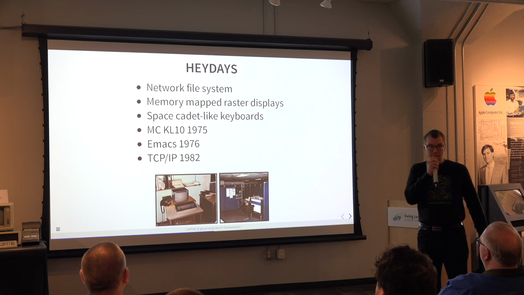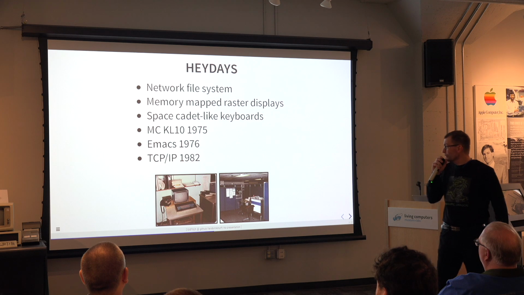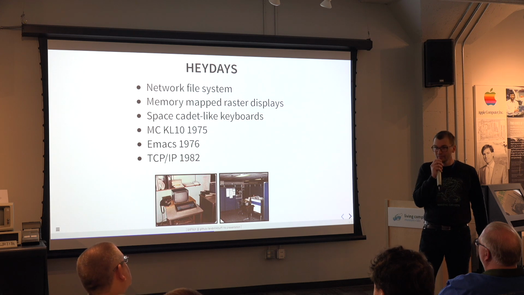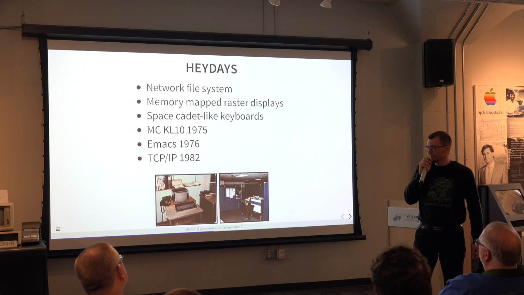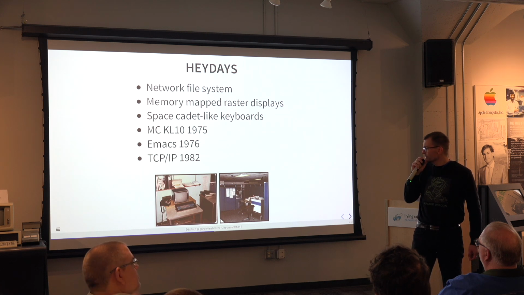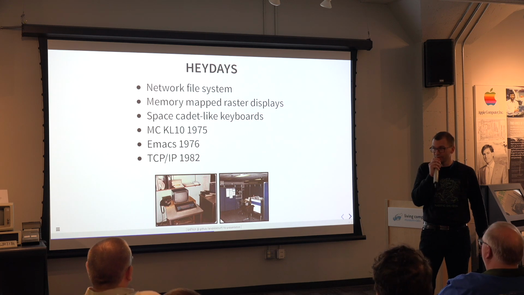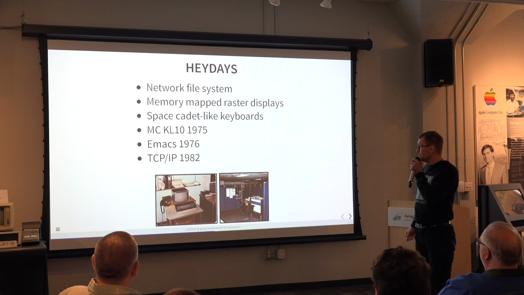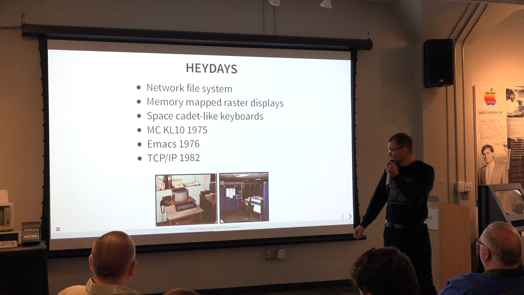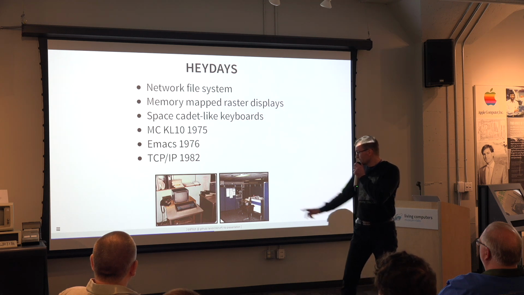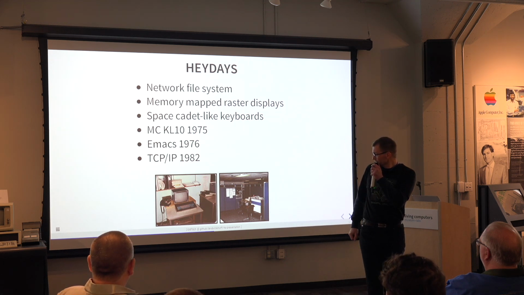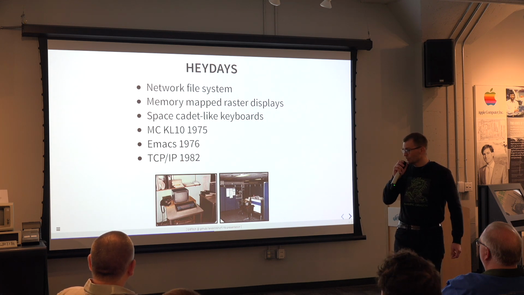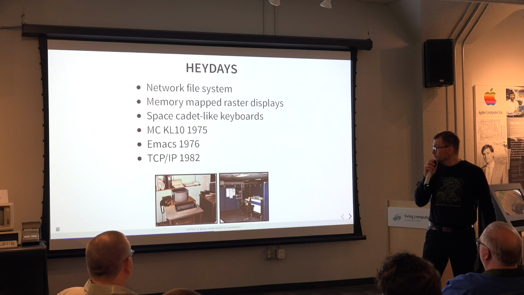The mid-70s were a period of great development for ITS. They added a networking file system that was able to send data through the ARPANET between these three machines. It may be the first network file system. They added memory mapped, bitmap raster displays, like in that picture to the left, with special keyboards similar to the famous Space Cadet keyboards.